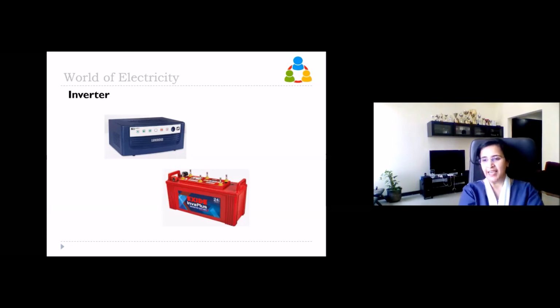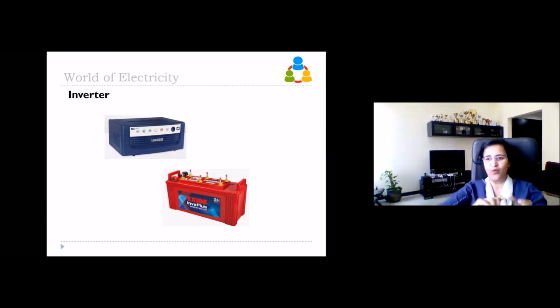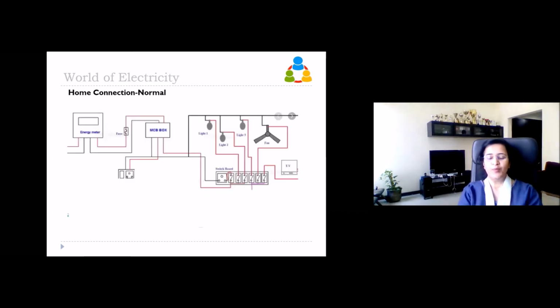In the normal condition, we get the power from the electricity board. But if the power is not there, we get it from the inverter. Let us see how this happens. So an inverter has two parts. One is a box with all the electronic circuits and electronic devices. The other is a battery, the huge battery where sometimes you used to pour water. That is the battery.